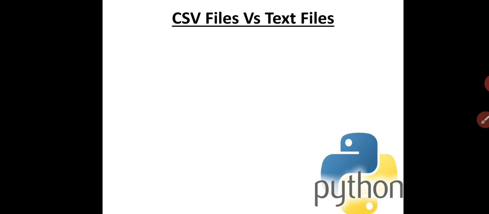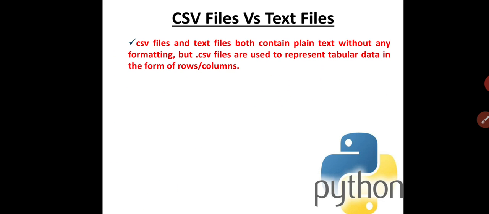CSV file versus text files. Although CSV files and text files both contain data in the form of plain text, meaning data with no formatting, so it is generally opened or created in Notepad. The CSV file is similar to a plain text file without any formatting, but CSV files have the extension .csv. And CSV files, as I already told you, are used to represent data in tabular form, in the form of rows and columns.